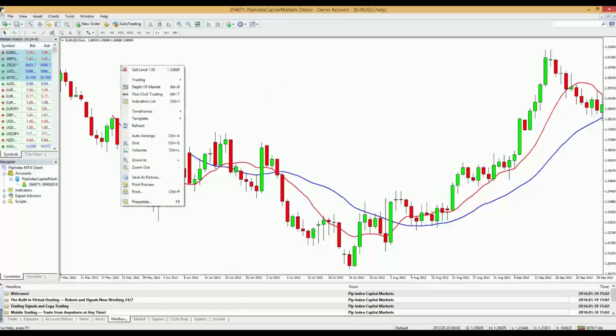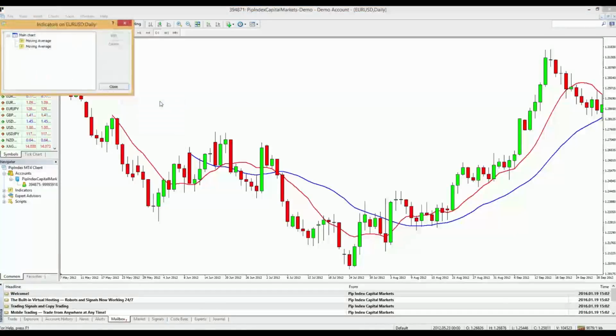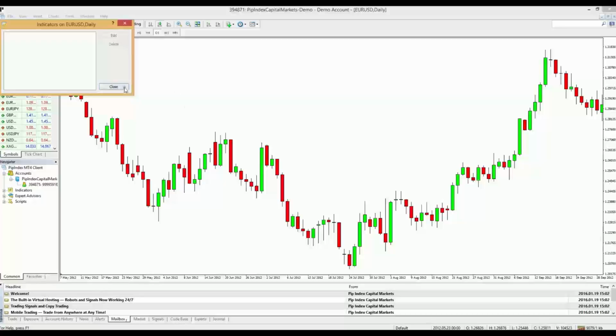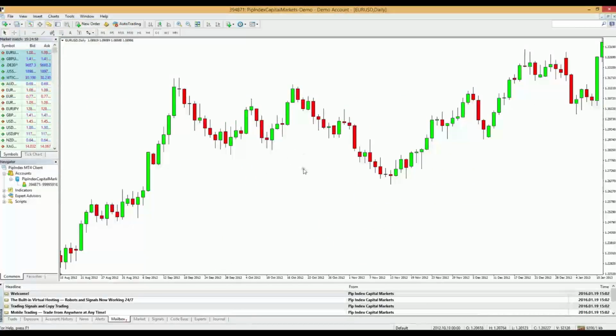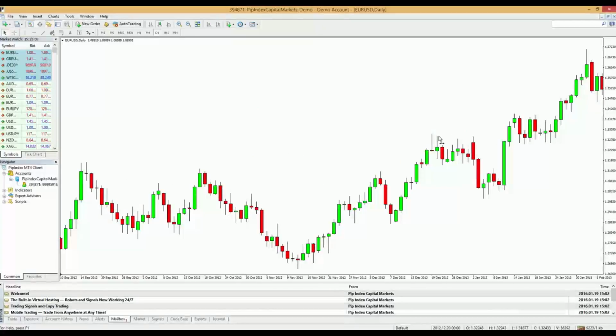It's a nice smooth chart, just the candles, okay? Now let's right click again, and let's just go to indicators list. And let's just highlight one of the moving averages, delete the same, do the same with the other one, and then close. And now what we're left with, guys, is the raw price action, the raw daily candlestick chart for Euro US dollar. But there's a problem.